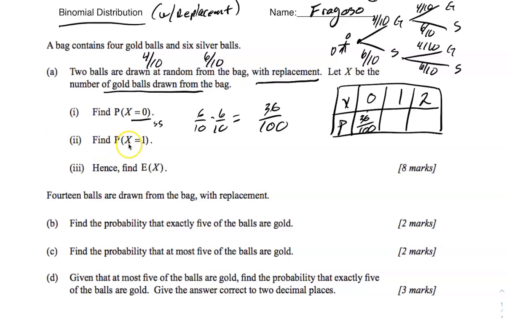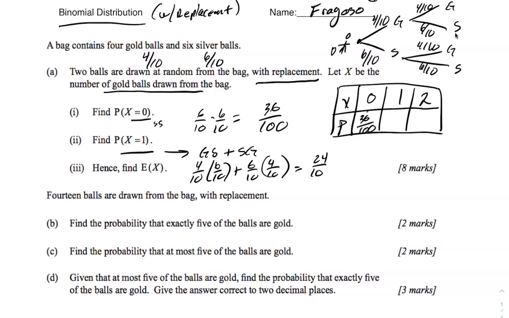The odds you get 1 gold ball. Now, how do you get 1? That could be gold and then silver, or silver and then gold. So you add those 2 up. This right here is gold-silver plus silver-gold. This will be 4/10 times 6/10 plus 6/10 times 4/10. That gives me 24 out of 100 plus 24 out of 100, so that'll give me 48 out of 100.